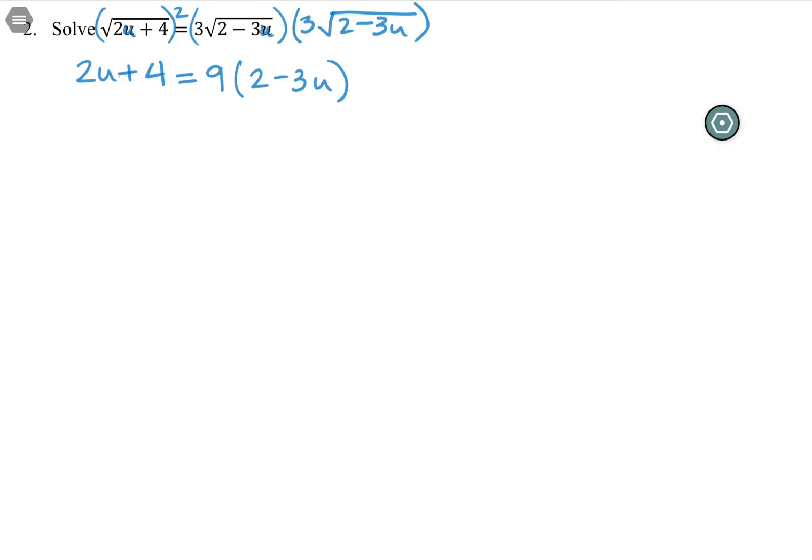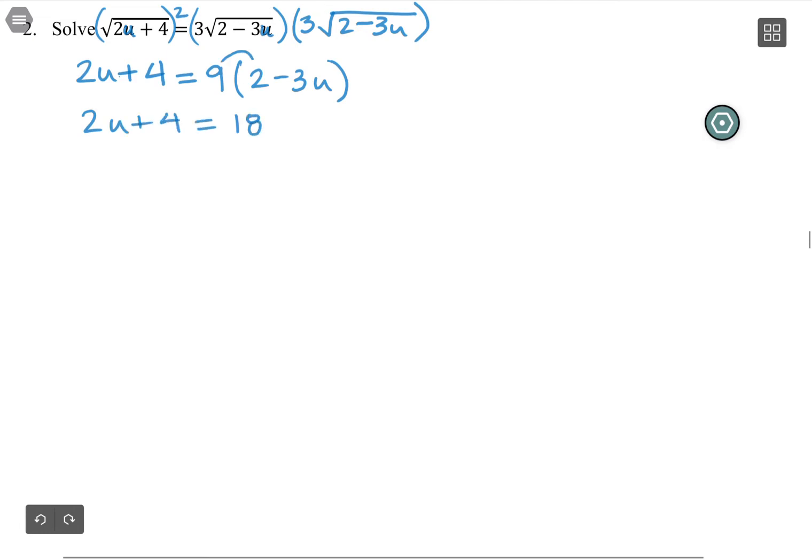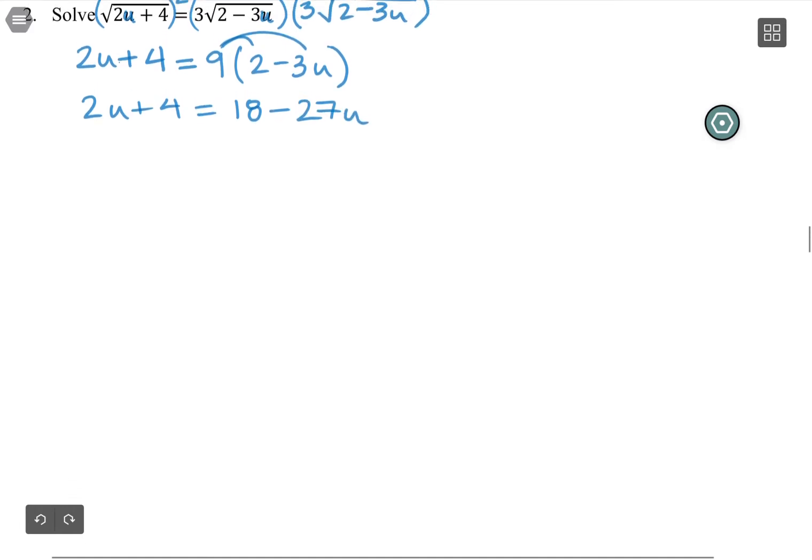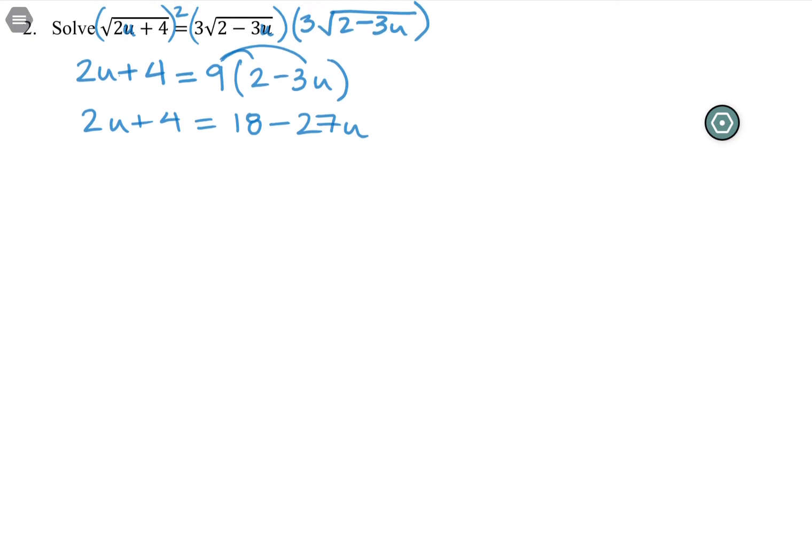Okay, so I wiped out both roots in one step. That's fantastic. What I'm seeing now is that on the right-hand side, my variable is stuck in parentheses. So I'm going to go ahead and distribute. 9 times 2 is 18, and 9 times 3 is 27. Really good, my variable's not stuck anywhere anymore.